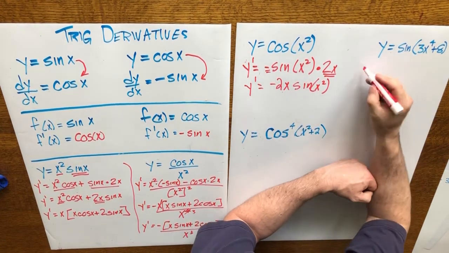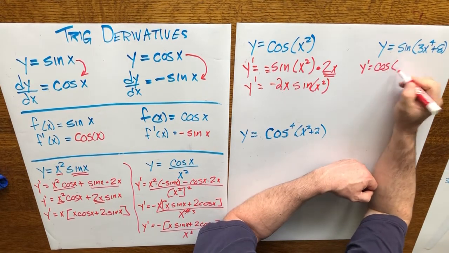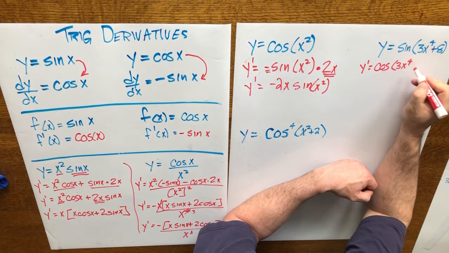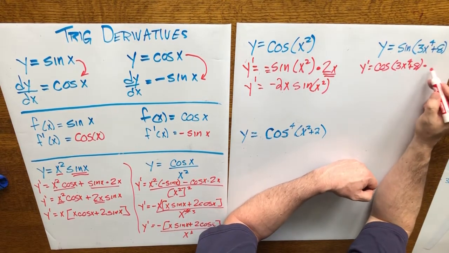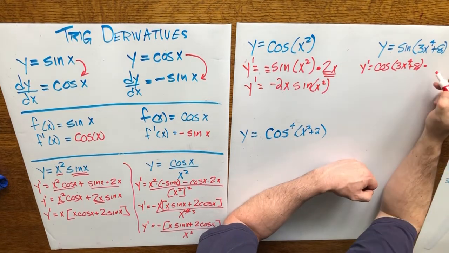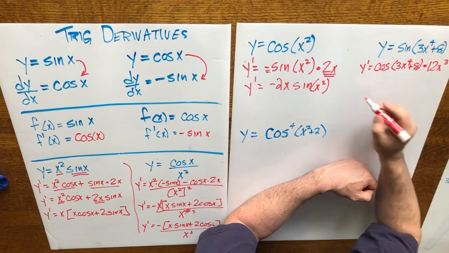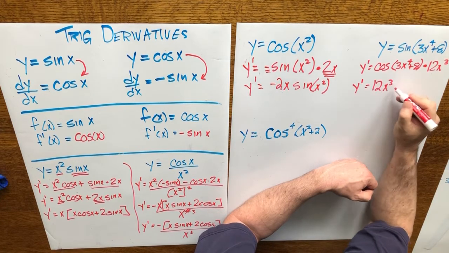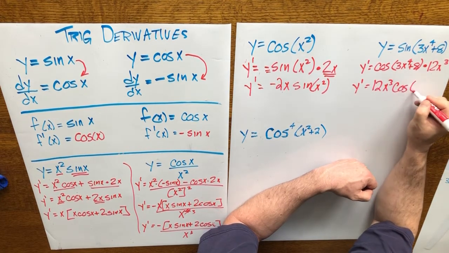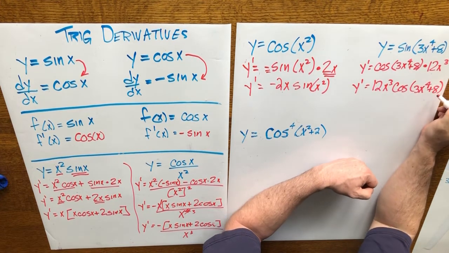This one is much like it. y prime equals the derivative of sine, which is cos. The argument in the question stays the same, but the way you compensate for that is by multiplying by the derivative of the argument, just like we did in this example right here. The derivative of this argument is going to be 12x cubed. So y prime equals 12x cubed cosine of 3x to the fourth plus 8.